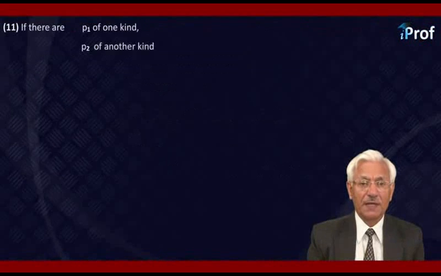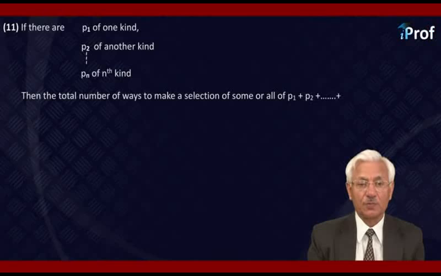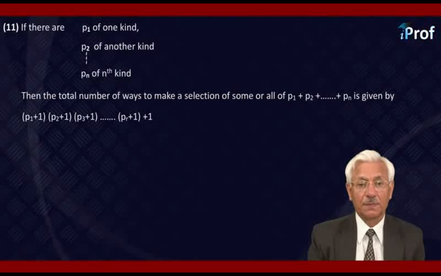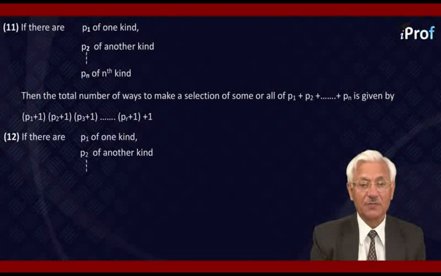If there are P1 of one kind, P2 of another kind, and so on, Pn of another kind, then the total number of ways to make a selection of some or all of these P1 plus P2 plus P3 plus ... plus Pn is given by (P1 plus 1) into (P2 plus 1) into (P3 plus 1), and so on, (Pn plus 1), minus 1.